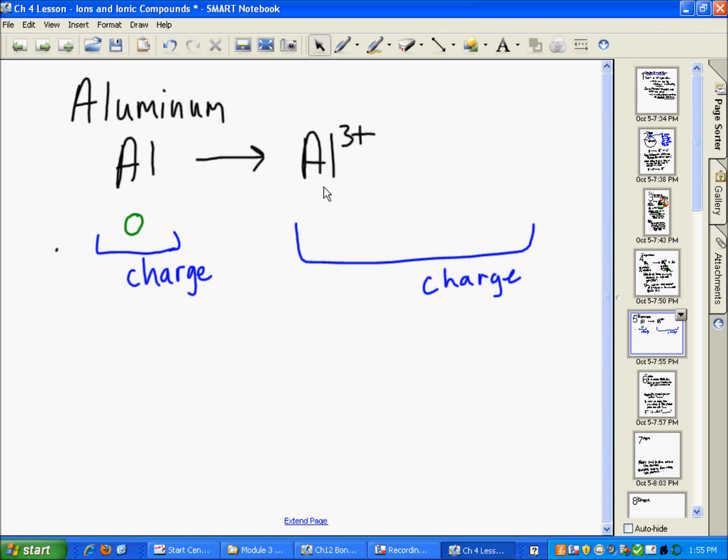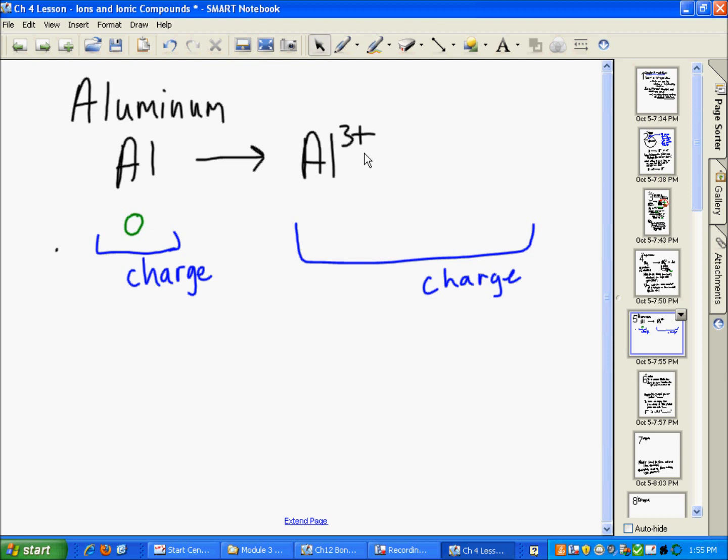So that's how you tell what charge an atom will take when it forms an ion. Count skips to the nearest noble gas. And for aluminum, it's 3 skips to the left, which means it's losing 3 electrons. Because it loses 3 negatively charged electrons, it ends up with a 3 positive charge.